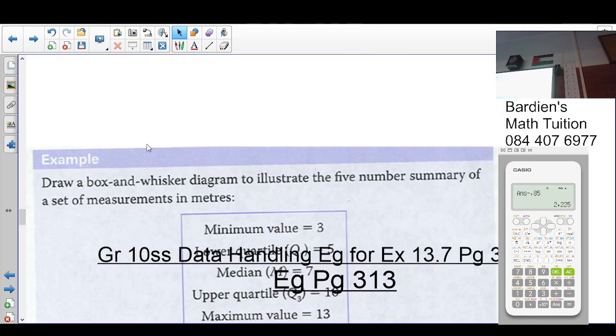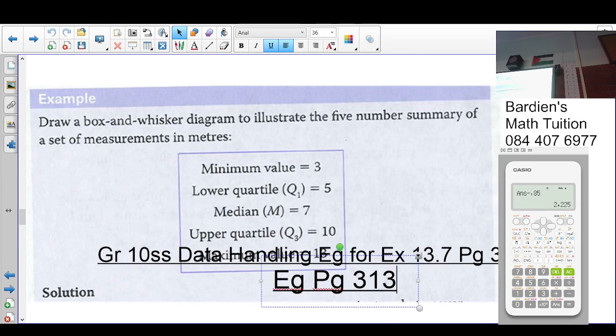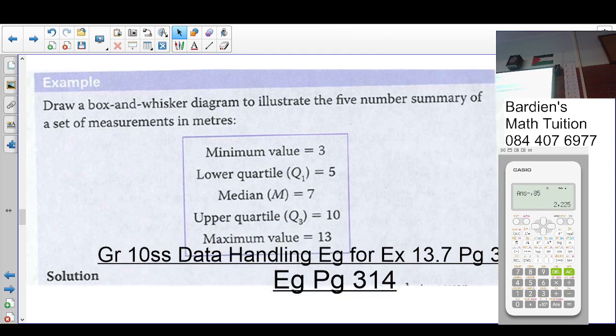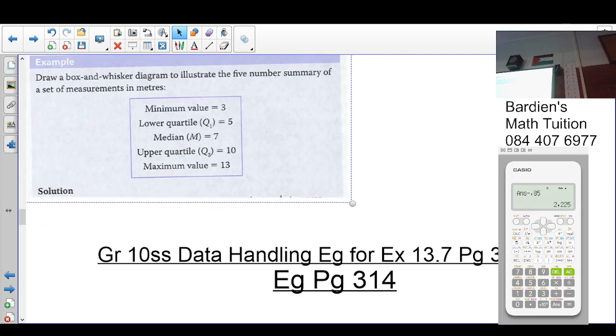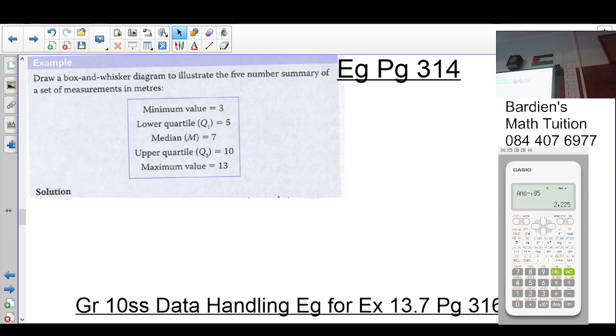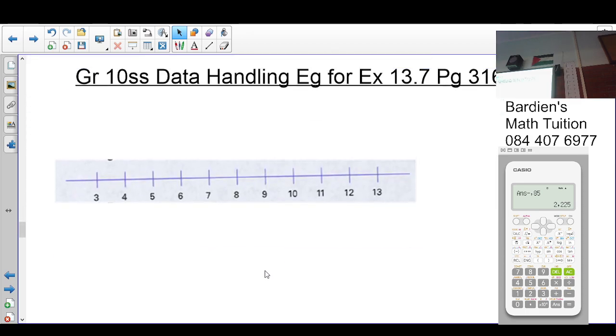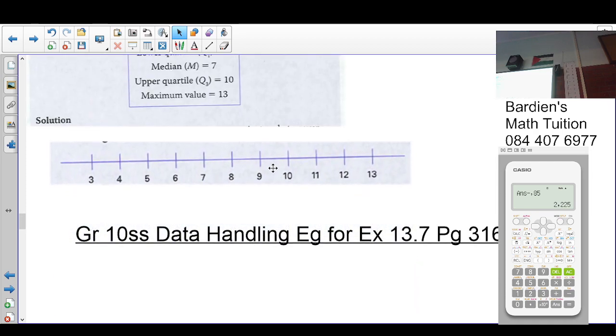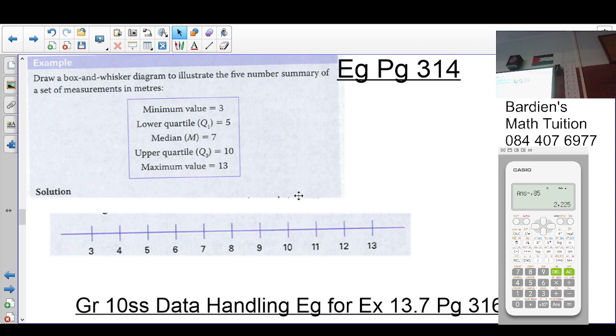Right, let's look at the next example. The next example is on page 314. So on page 314 now we are told in this example, draw a box and whisker diagram to illustrate the 5-number summary of the set of measurements in meters. Yeah, remember, what was the first thing they told us? The data must be drawn to scale. Can you see that, people?